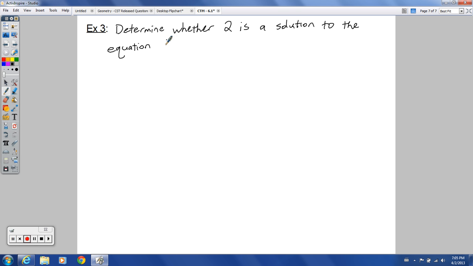4x squared minus 3x plus 13 equals 23. So to determine if it is a solution, that's essentially saying, does 2, plugging into evaluating this side, or this whole equation, with a value of 2, does that make this a true equation? Does that make it actually work?